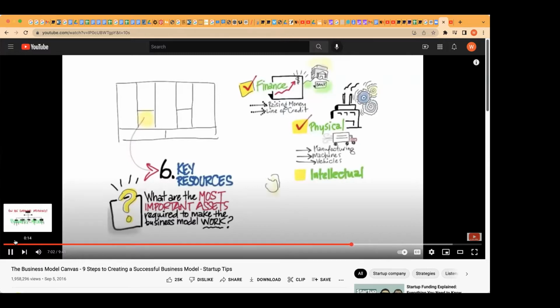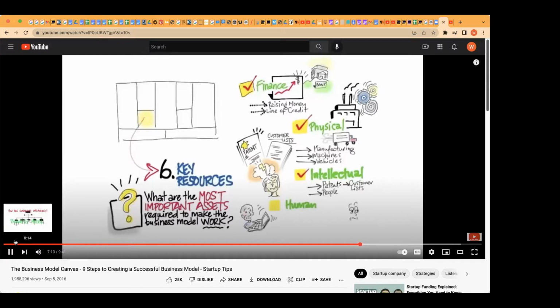Is there intellectual property you need? Are there patents you need to acquire or protect? Do you need to acquire customer lists? Or is it just that you need to get great people, great software programmers in a specific area, or great hardware designers, or great manufacturing people? And then finally, again, the interaction between intellectual and human capital, that's another key resource. What specifically do you need to do to keep these people, and who are they?